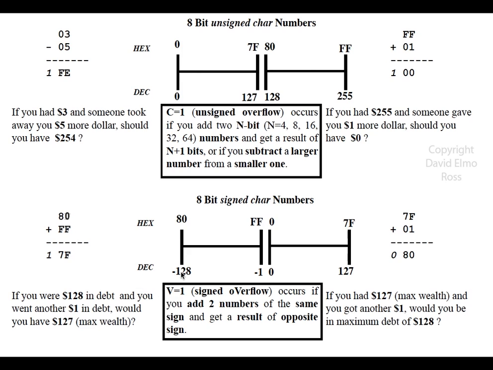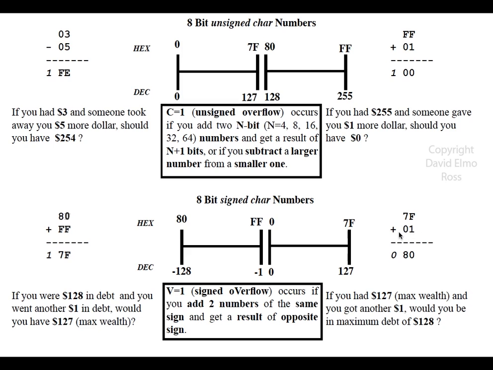Oops. Or let's look at this one. I'm as far in debt as I can go, minus 128, I go another dollar in debt, and now I have all the money in the universe. That doesn't work either. So certain calculations will work here, as long as the carry is not 1. Other calculations will work here, as long as the V bit, which is a signed overflow, isn't 1. Let's see what that means.